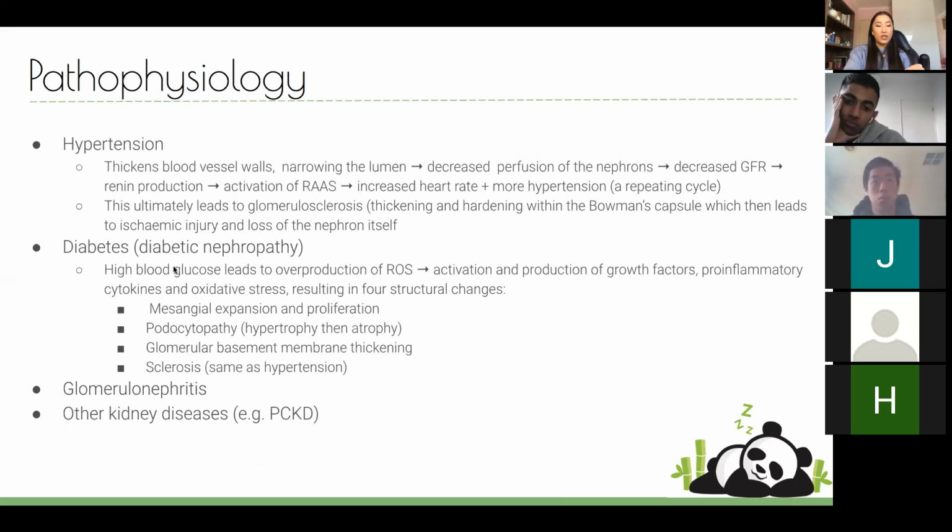Diabetes, diabetic nephropathy: high blood glucose can cause reactive oxygen species production, which is not super important, but what is important is that it is going to damage the vessels. And these are the classic 4 signs that you see structurally.